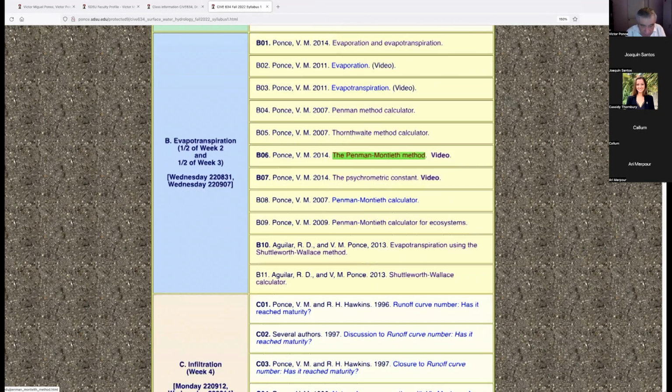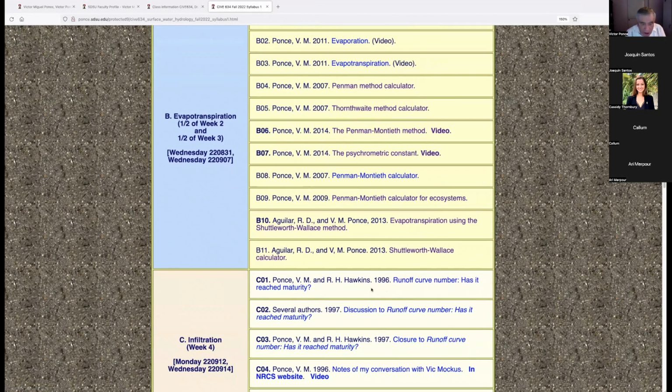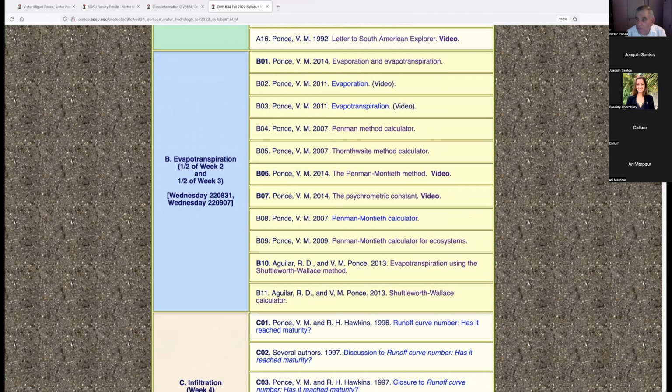Example. Next week, we're going to talk about infiltration. I'm going to begin the subject of infiltration, and I'm going to spend a week talking about infiltration. And the first method that we're going to talk about is the runoff curve number, which is a conceptual method. So the case is made for conceptual methods. And the Penman-Monteith is a conceptual method.